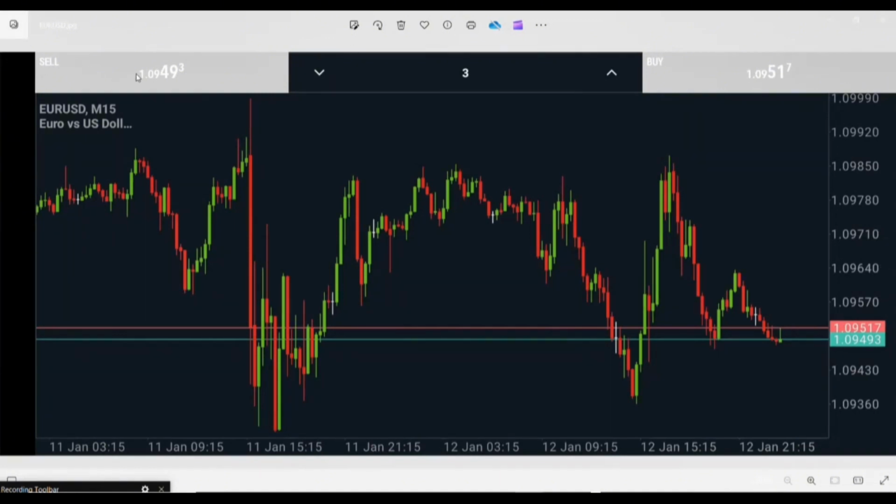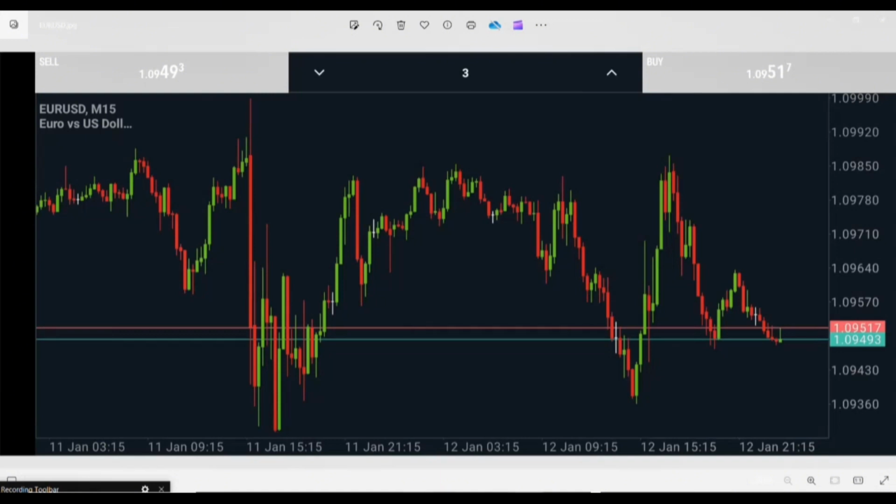Now, if Euro USD moves from 1.0949 to 1.0948, it means Euro USD has decreased by 1 pip. If it moves from 1.0949 to 1.0947, it means it has decreased by 2 pips. So that is a pip.